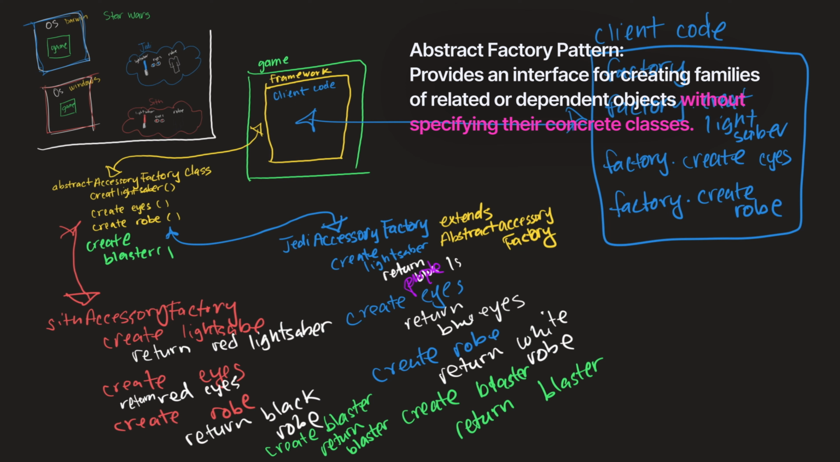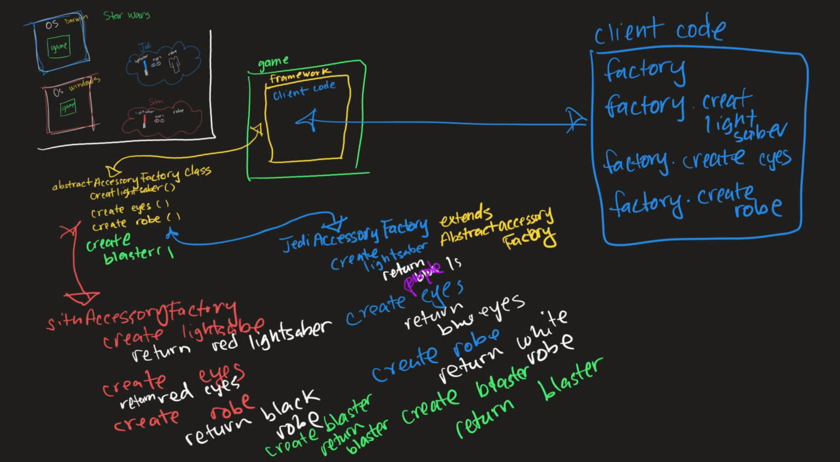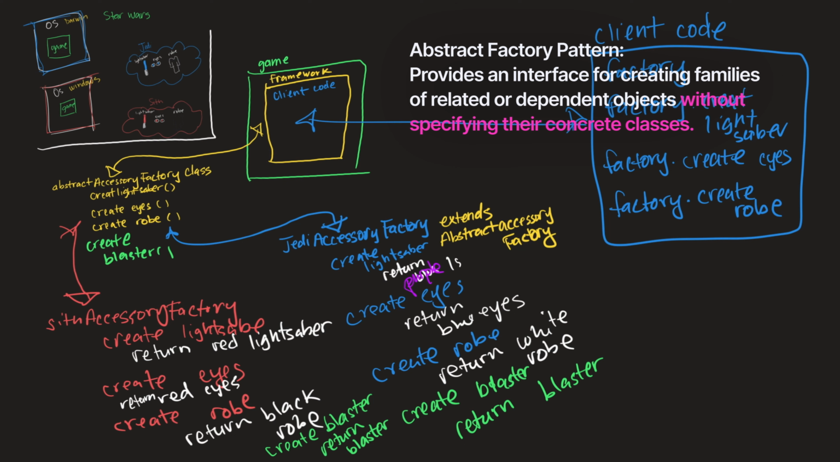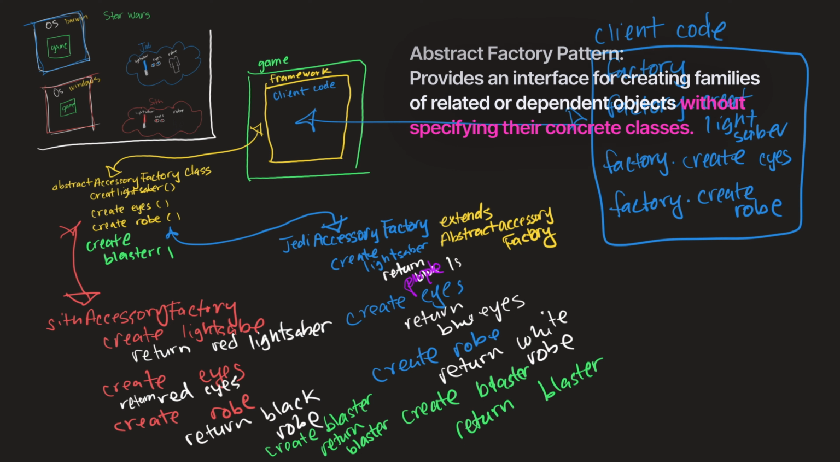So the concrete classes for this abstract factory: this Jedi accessory factory is a concrete class of this abstract factory class. This Sith class is a concrete class of this abstract factory class. These are both concrete classes. They handle the implementation details of the methods defined in the abstract factory. But the client code doesn't know which concrete class it's getting. The client code doesn't specify the concrete class. So that's what the last part means, without specifying their concrete class.